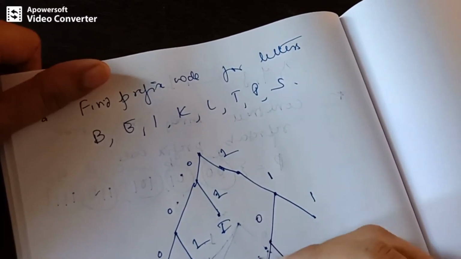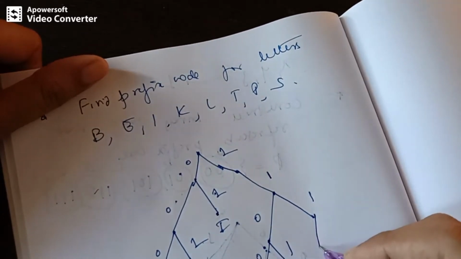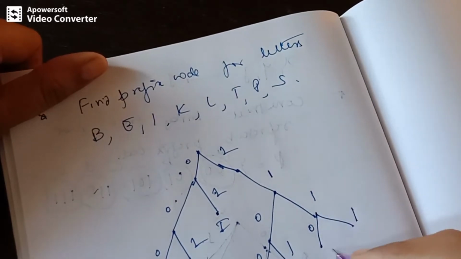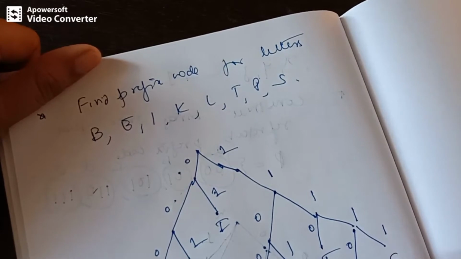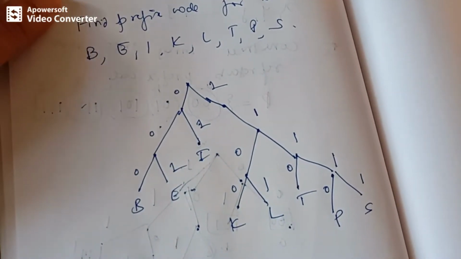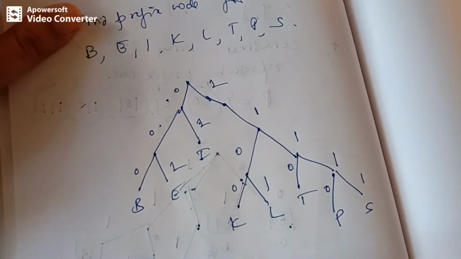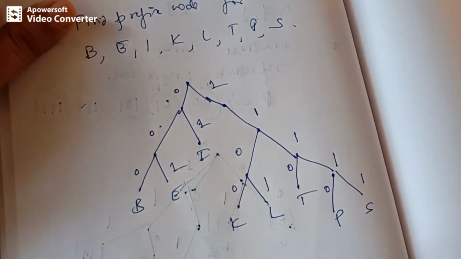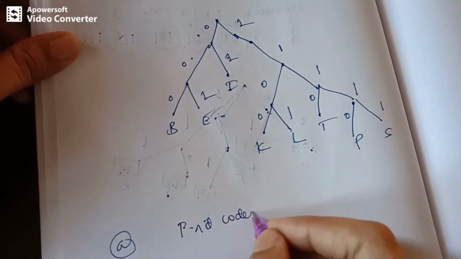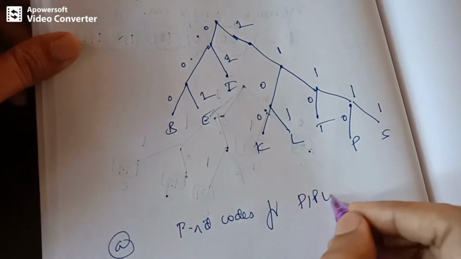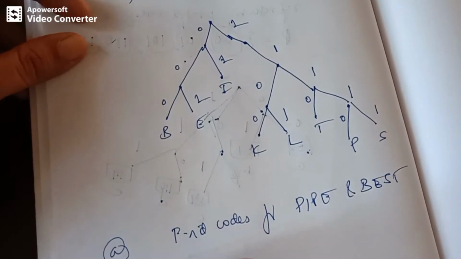This is K, this is L, this will be 0 and this is 1, this is T, 0, 1, P, S. Okay, so based on this you are going to construct a prefix code for B for the given codes. That is, the first question is, find the codes for the words pipe and best.